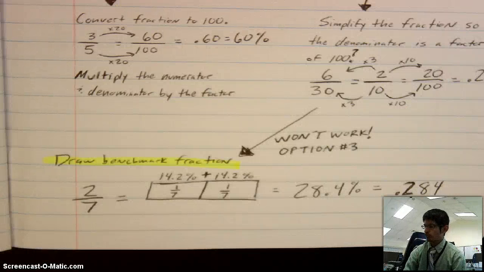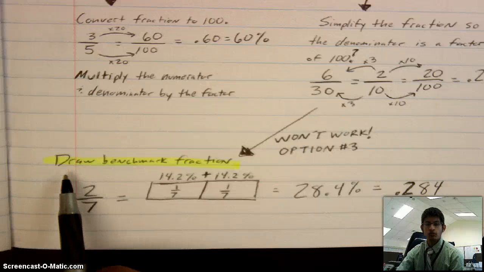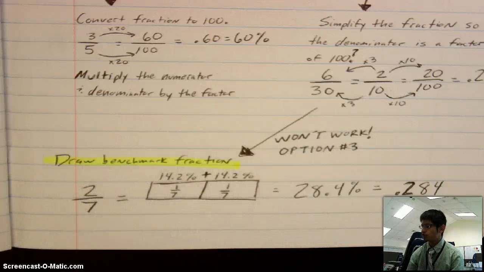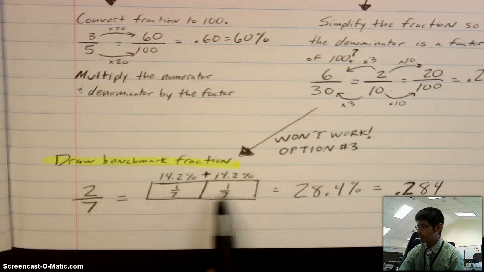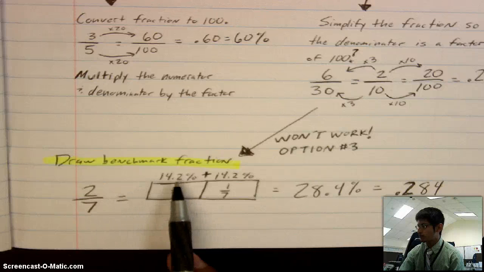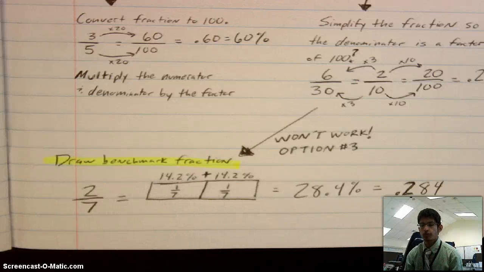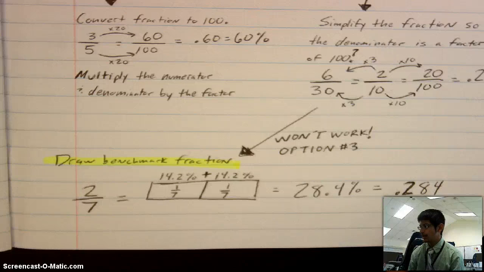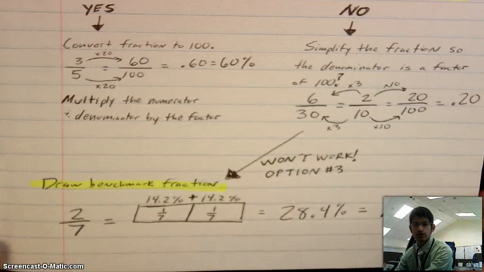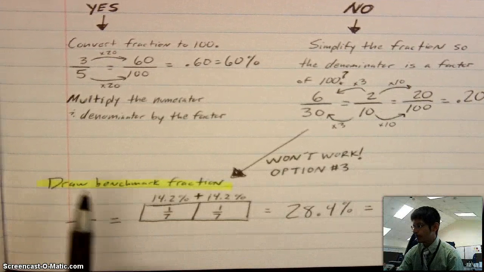Okay, and then the last step is this. What if you can't make your denominator into a hundredth or a factor of a number that is a factor of 100? Then the thing that we did today in class was drawing the benchmark fractions. So you can always just draw it out. For example, I have 2/7, and I can draw 1/7 two times, and I know that 1/7 is equal to 14.2%. And so if I have two 14.2%, I would add those two numbers up, and I would have 28.4%, which would be 284 thousandths. So if you can't find that one of your fractions is a factor of 100, the best option after that would be to draw benchmark fractions.